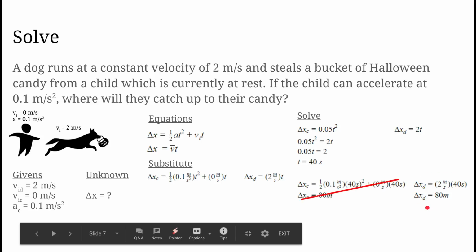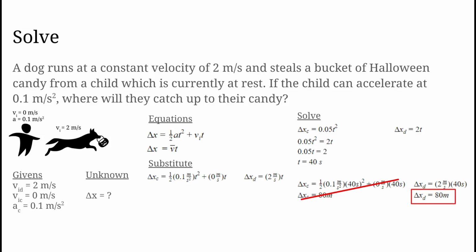I would recommend that if you have the choice between a constant acceleration and a constant velocity equation to plug a time back into, use the constant velocity one, because it is usually simpler as it doesn't have any terms that are squared. So the answer to this problem is that in 80 meters, the child would catch up to the dog and get their candy back.